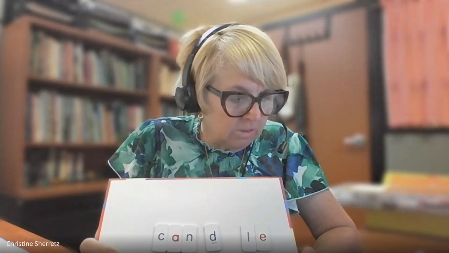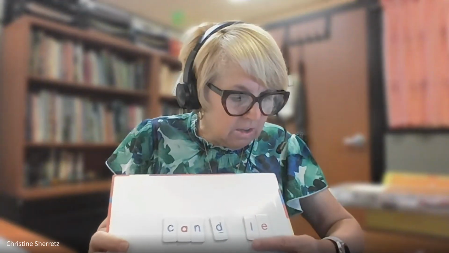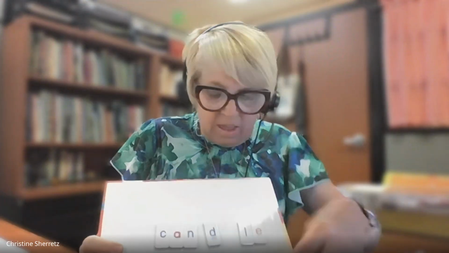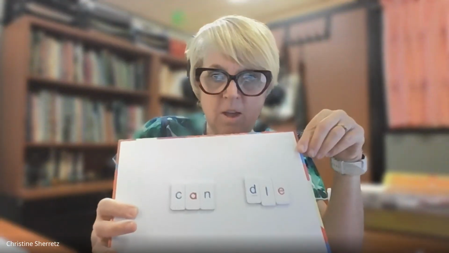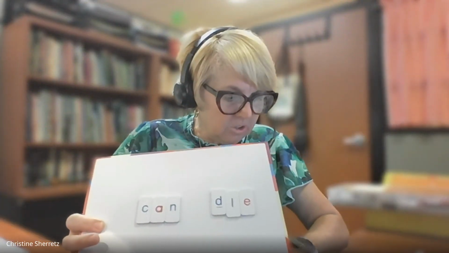In candle, the D plus the LE makes the dull sound. Without the D, the LE would not form a clear syllable. So when you see an LE at the end of the word, you need to keep it together and bring in that consonant before it. Okay? So that's one way that you can teach it.